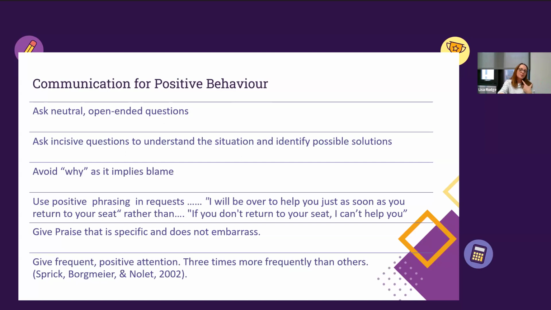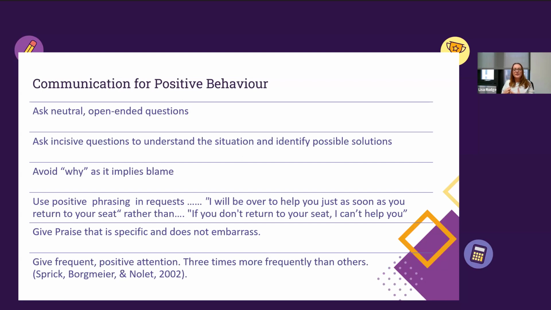When we're communicating, it's important that we're asking open questions, neutral questions. Questions to understand the situation. Avoid why. Why did you do that? Why did you think that was a good idea? That sort of implies blame, doesn't it? So, we're using our open questions to understand. So what is a good question? How is a good question? But perhaps limit the whys.